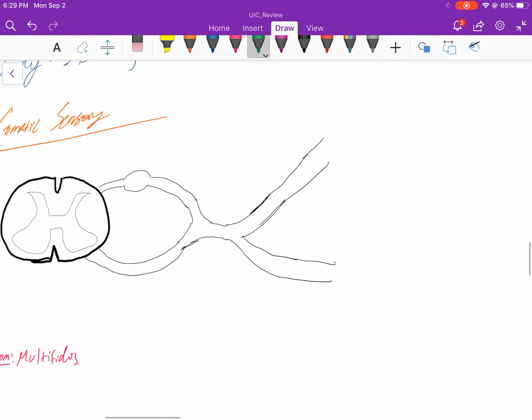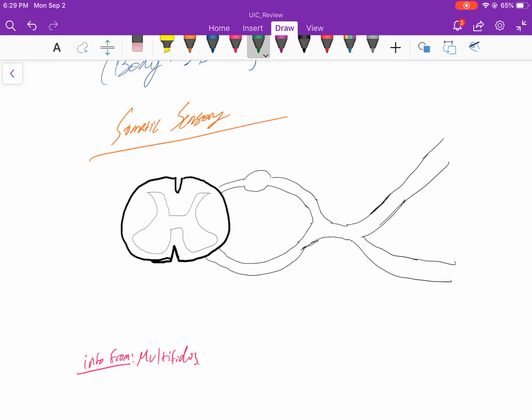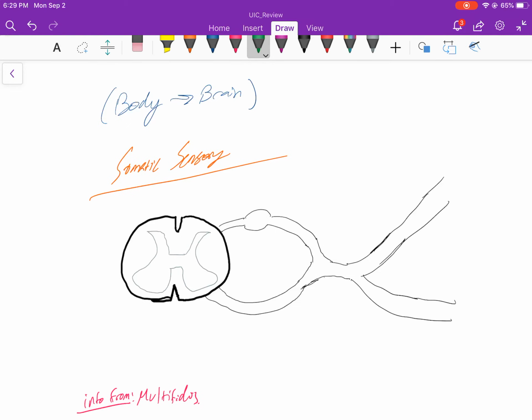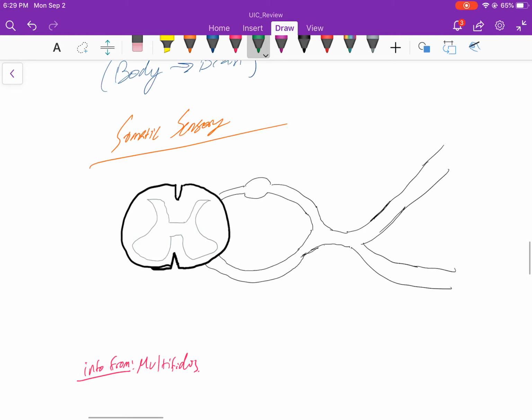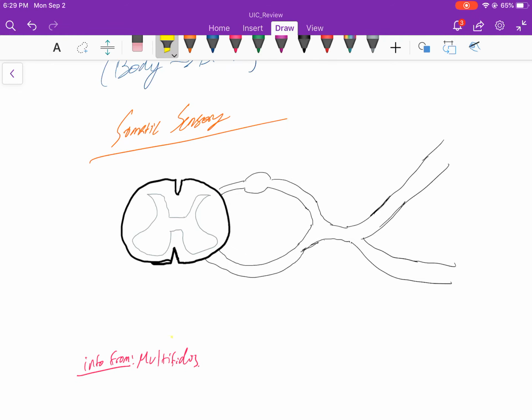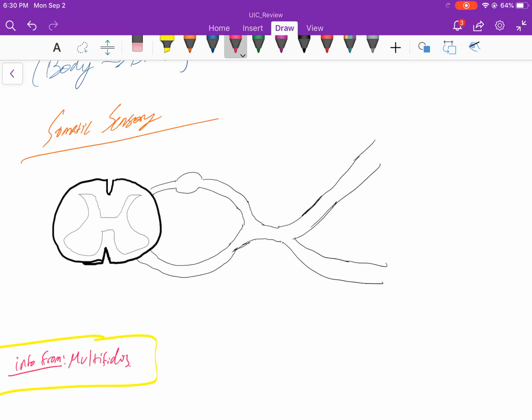So that's somatic motor. If we switch to somatic sensory, we're going to have information transmitting from the body to the brain. So let's say we're getting information from multifidus. Let's say we're feeling pain or just general sensation. So if we're getting information from multifidus, we're going to start off at the rami. So specifically, the posterior ramus is our starting point because that's where multifidus is located in the deep back.